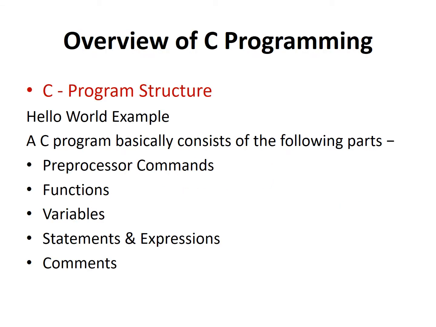Now first see the C program structure. Let us take the example of Hello World example. A C program basically consists of the following parts: preprocessor commands, functions, variables, statements and expressions, comments. So there are different types of variables, functions, statements, comments, and all of these make a program.